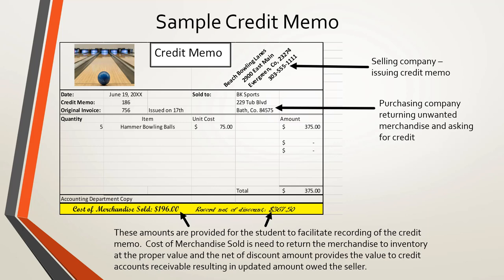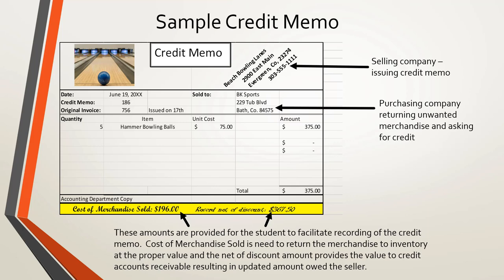We can see here some clarification that in this particular example, the company that was the selling company and the one that issued the credit memo is a company called Beach Bowling Lanes. The company that is being given the credit is a company called BK Sports. So BK Sports originally bought a couple of bowling balls from the supplier, Beach Bowling Lanes, and they didn't want them and sent them back.